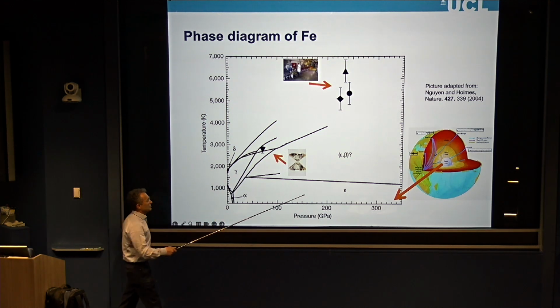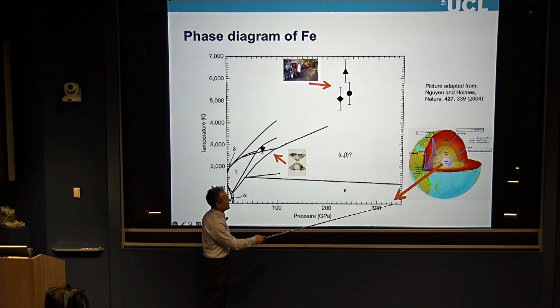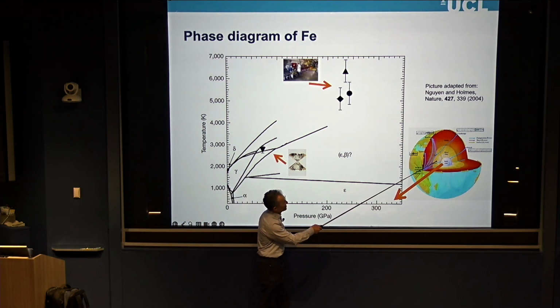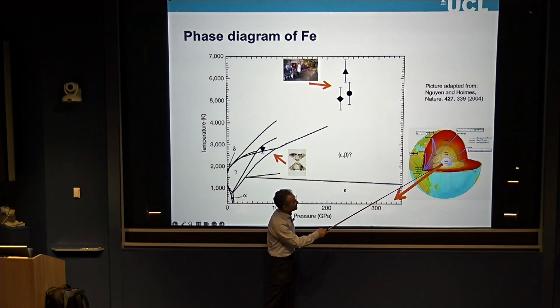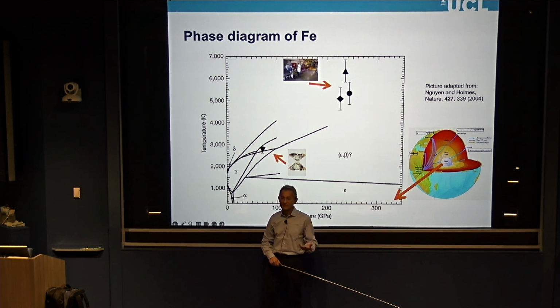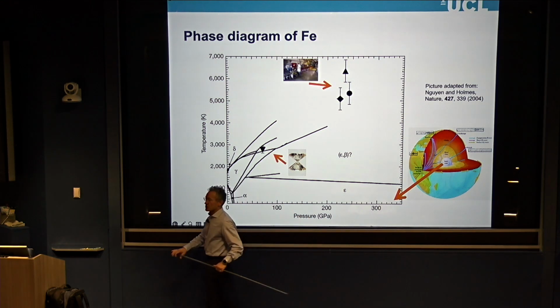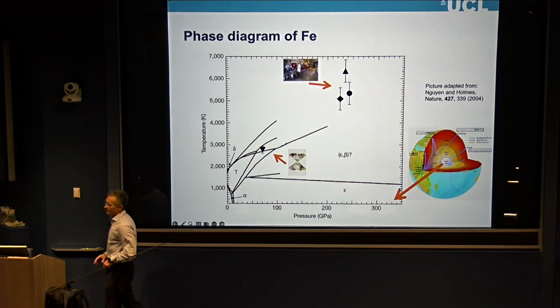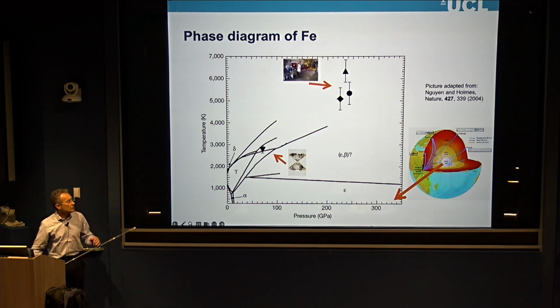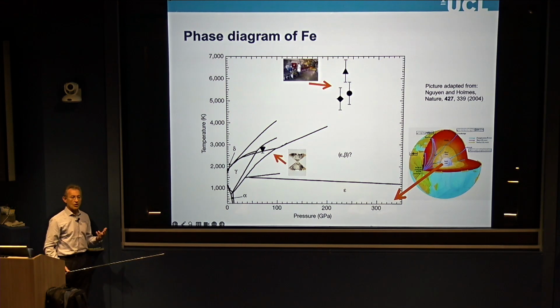And why are we interested in the phase diagram of iron here? The reason is that the core is mainly made of iron. You have a solid in equilibrium with a liquid, so the temperature at the boundary is going to be the melting temperature. If you know the melting temperature of iron at that pressure, then you have a proxy for the temperature of the core.